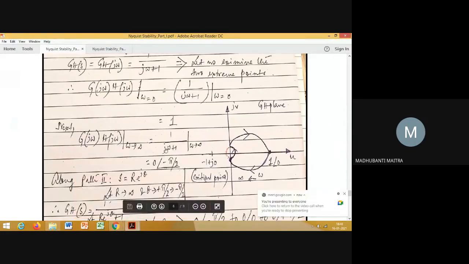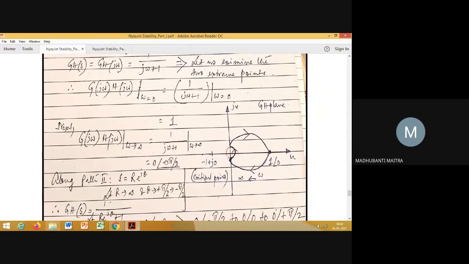But because of the presence of this j term in the denominator, at all the frequencies there will be a constant angle contribution which is equal to minus pi by 2, because of the presence of this j term. So the magnitude of the phasor will be 0, whereas the angle will be minus pi by 2. So now we have drawn the Nyquist contour.